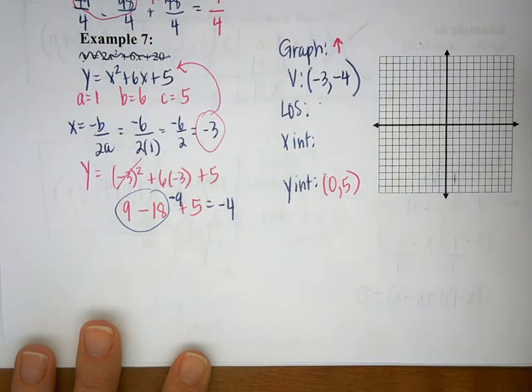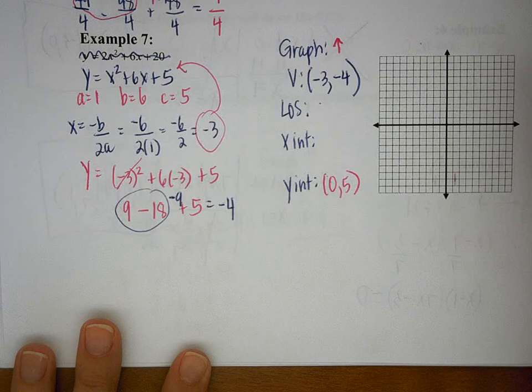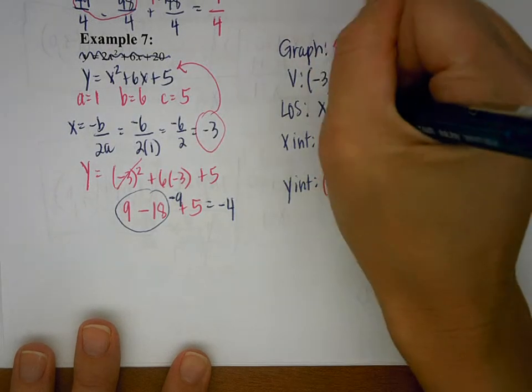Diego is saying it. X equals negative 3. Don't forget that. You're going to get it wrong.